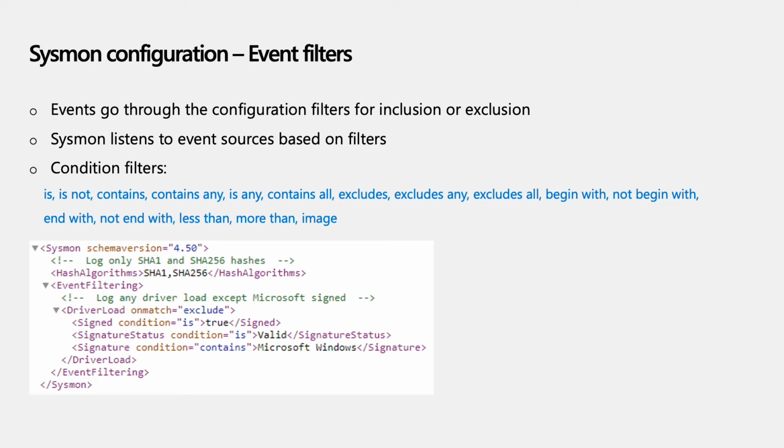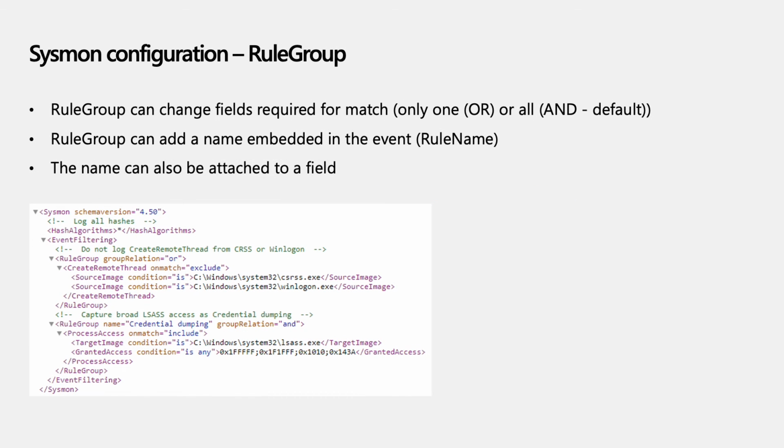The configuration also allows you to create rule groups. The rule groups are useful for two things. The first one is that it allows you to change how the fields are checked for a match for exclusion and inclusion. By default, we do an AND on all the fields, so all the fields have to match for that filter to work. But you can change that so that if any of the fields matches, then it will be matched for the inclusion. The example here is create remote thread, where I set up a rule group with groupRelation OR. That means that if the source image is CSRSS, or if the source image is WinLogon, then I'm going to exclude that event.